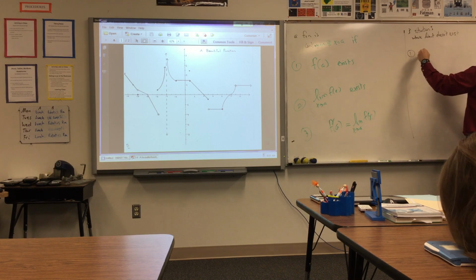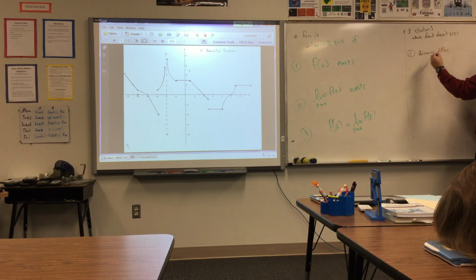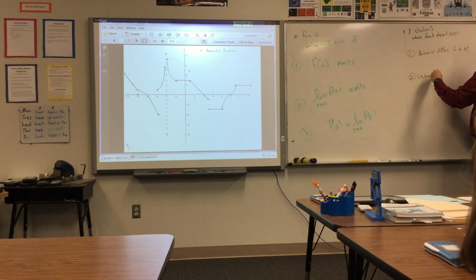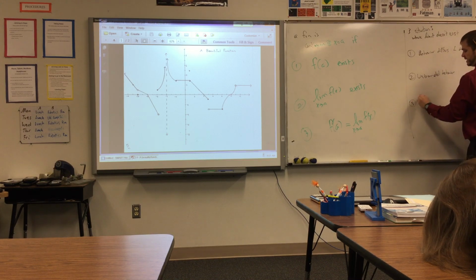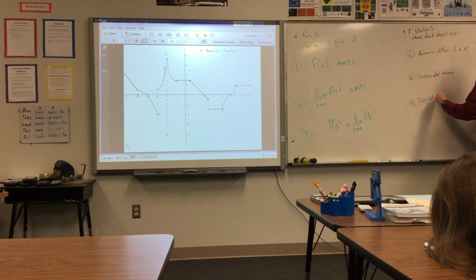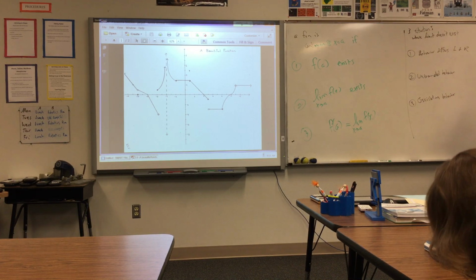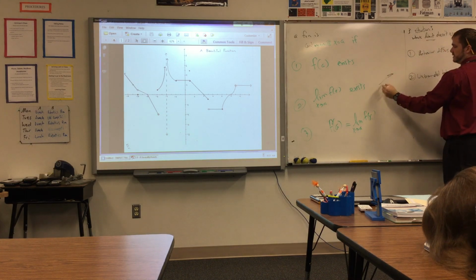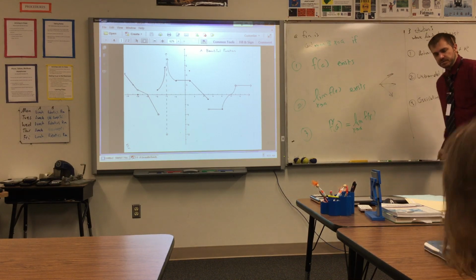And those are behavior differs from left and right, unbounded behavior, and oscillating behavior. Which we talked about those three last week. Those three deal with the limit, which is item number 2.